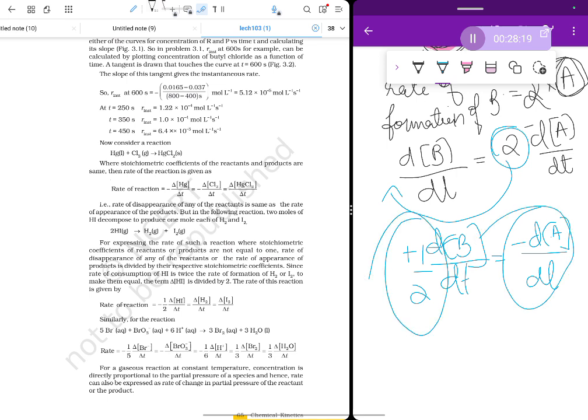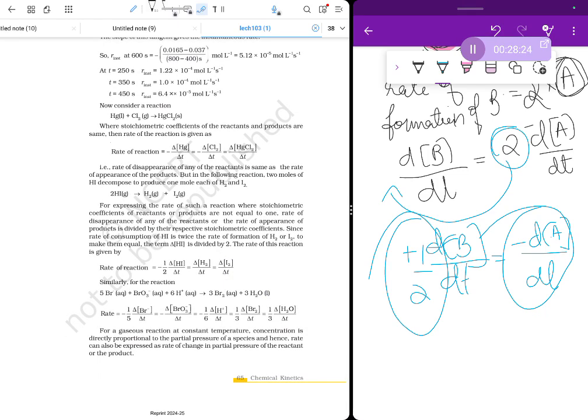That's what they are taking to make it practically the same thing. Okay, so the rate of the reaction here is minus 1 by 2 delta H by delta T, equal to delta H2 by delta T, equal to delta I2 by delta T. Similarly, for this reaction, for BrO3 the stoichiometric coefficient is 1, so it is minus 1 only. Here minus 1 into delta BrO3 by delta T; here it is 6, so 1 by 6; here it is 3, so 1 by 3; here it is 3, so here also 1 by 3, to make it equal.